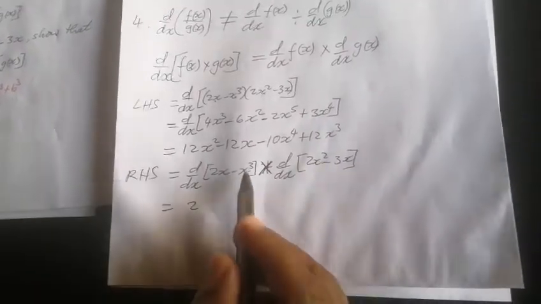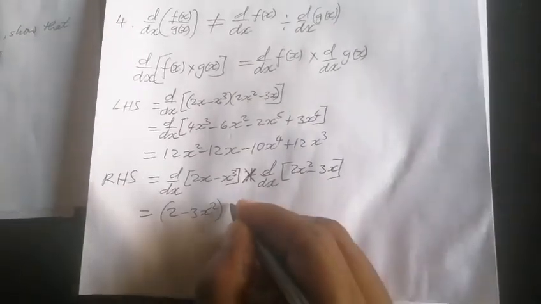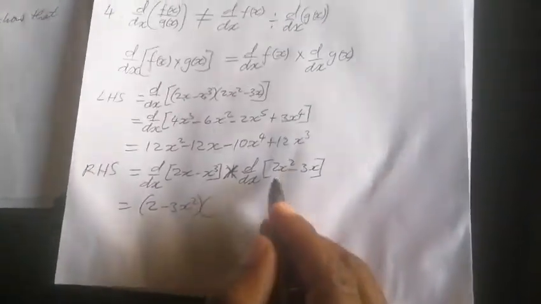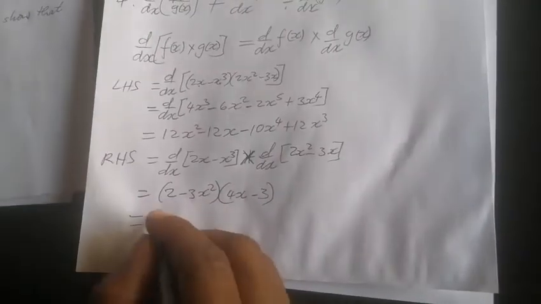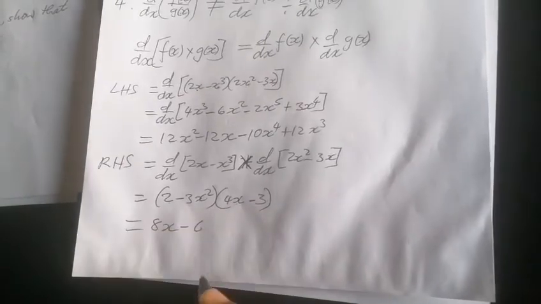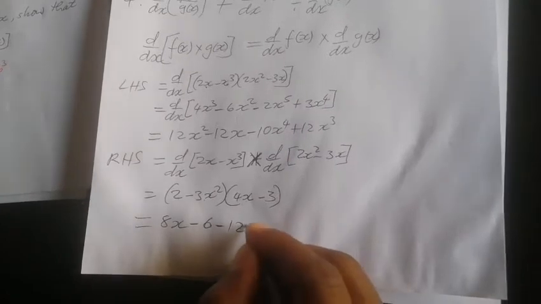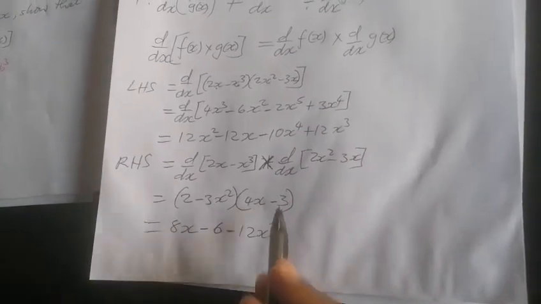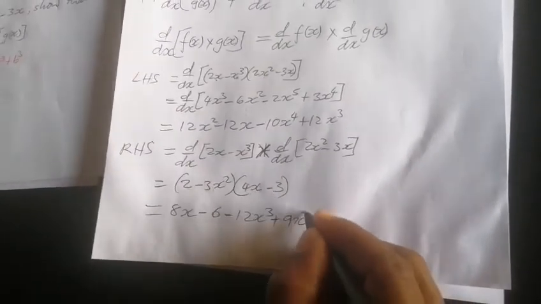This will be, differentiate this, that's a 2. Differentiate this, that's minus 3x squared. And this whole thing is multiplying, make use of brackets. That is 4x minus 3. Let us expand. This times this, 8x. This times this, minus 6. This times this, minus 12x cubed. This times this, it's a plus, 9x squared.